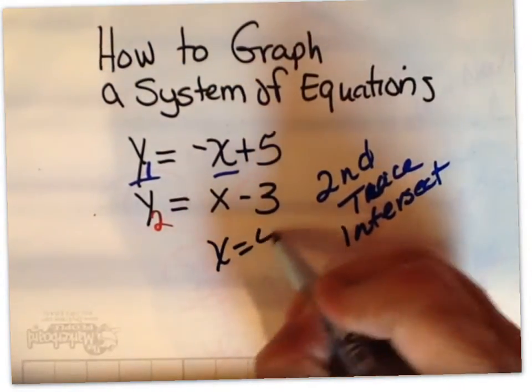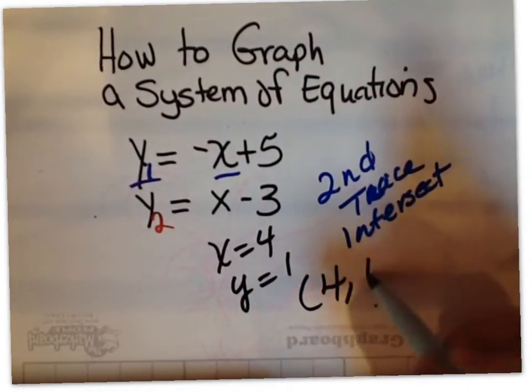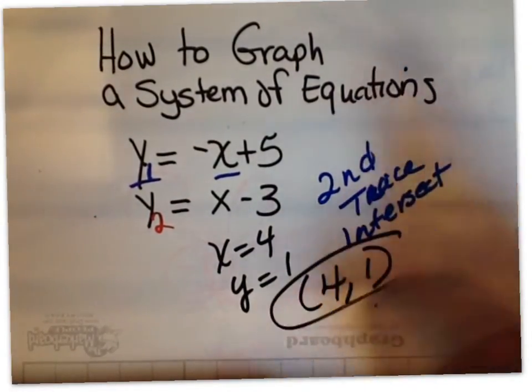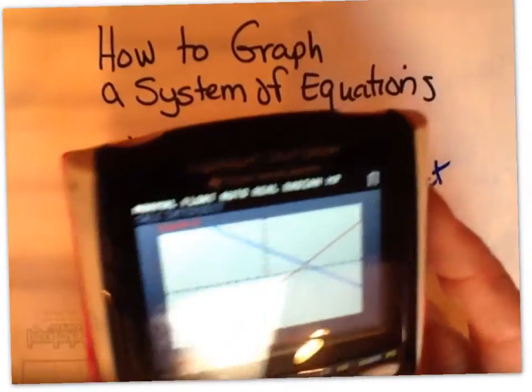So my x is equal to 4, my y is equal to 1, so my solution is the ordered pair (4, 1). Where those two lines cross, I need both coordinates.